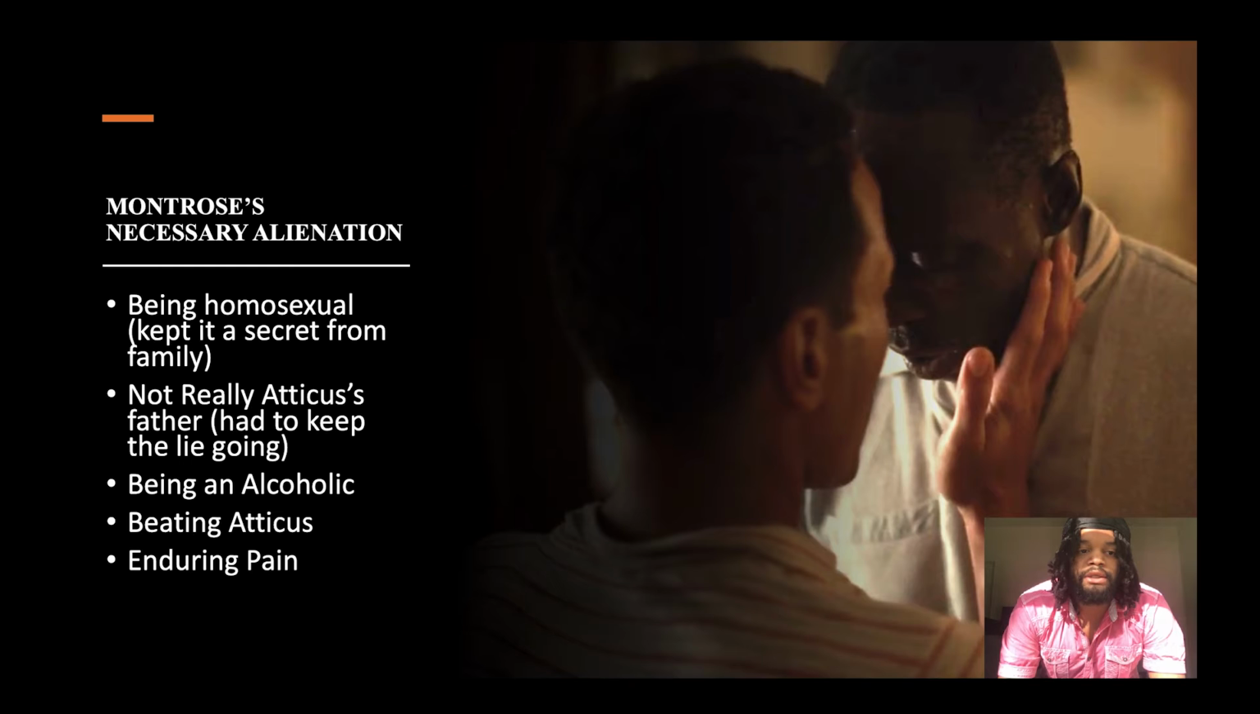He also wasn't Atticus's father either. Uncle George was Atticus's father, but he had to keep the lie going. He also became an alcoholic, and he also would beat Atticus as a child. And that is a generational curse because Montrose Freeman's father beat him as a kid. He actually took him outside to show everybody to beat him as a kid.